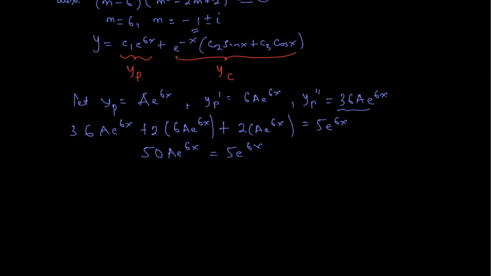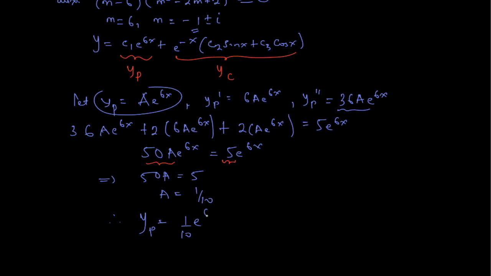Then we want to compare coefficients. You observe the coefficient of e to the power 6x here is 50a, and the coefficient here is 5. On comparing coefficients, this implies that 50a equals 5. So a equals 5 over 50, which is 1 over 10. Since we said our yp equals a e to the power 6x, therefore my yp equals 1 over 10 e to the power 6x. So this is my yp.